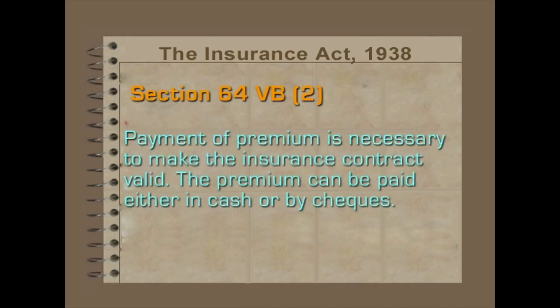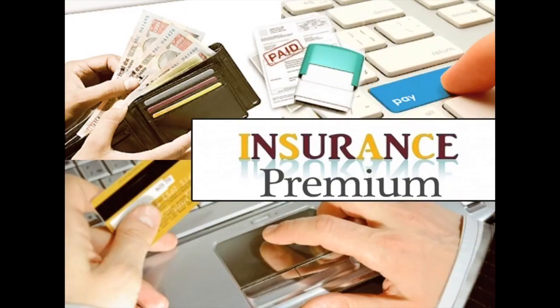Payment of premium is necessary to make the insurance contract valid. The premium can be paid either in cash or by cheques. Section 64VB(2) of the Insurance Act 1938. The premium may be paid either by the insured or his authorized agent. If the premium is collected by the insurance agent, he has to deposit the premium within 24 hours of the collection, excluding the banking and postal holidays.